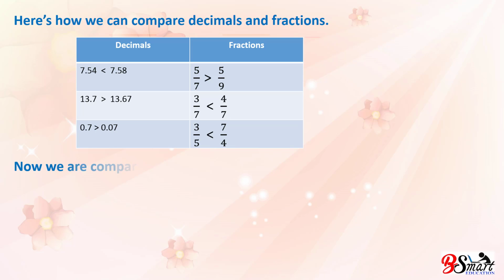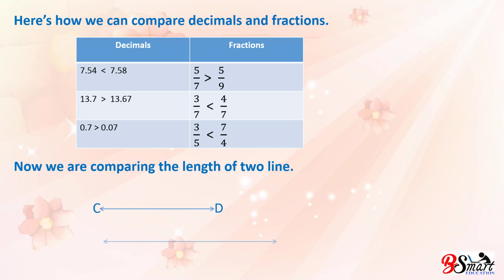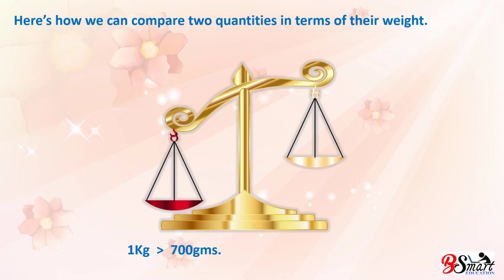Now, we are comparing the length of two lines. The first line is CD and the second line is AB. In this figure, without measuring, we can say that line CD is less than line AB. Now our next example is comparing two quantities in terms of their weight. Here 1 kg is greater than 700 grams.